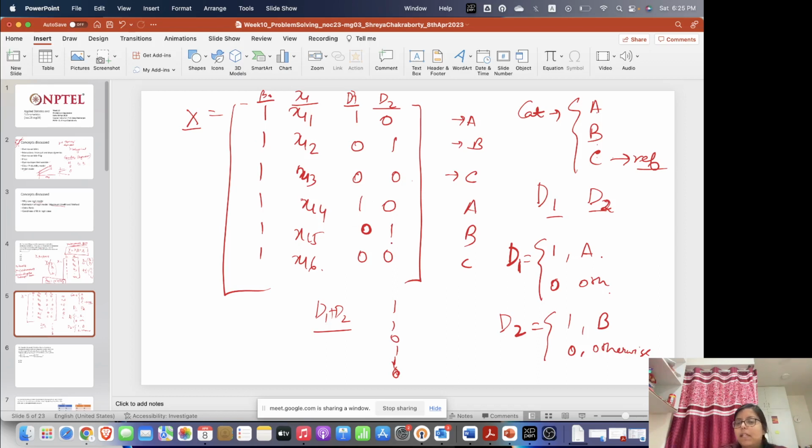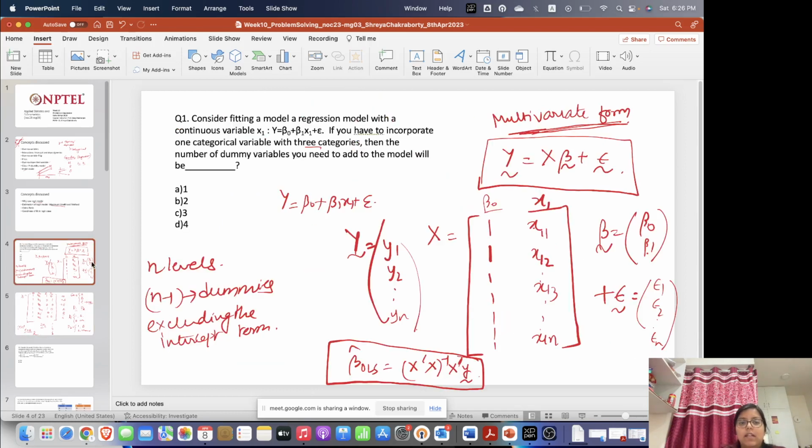These columns become linearly independent, and so x prime x inverse, the inversion of x prime x, is possible. This will exist, and we would get beta hat OLS values. So the crux of the matter is, if we have a categorical variable with n number of levels, we should use n minus 1 dummies excluding the intercept term. So including intercept, there should not be more than three dummy variables. So here we have three categories, we are using two dummy variables.